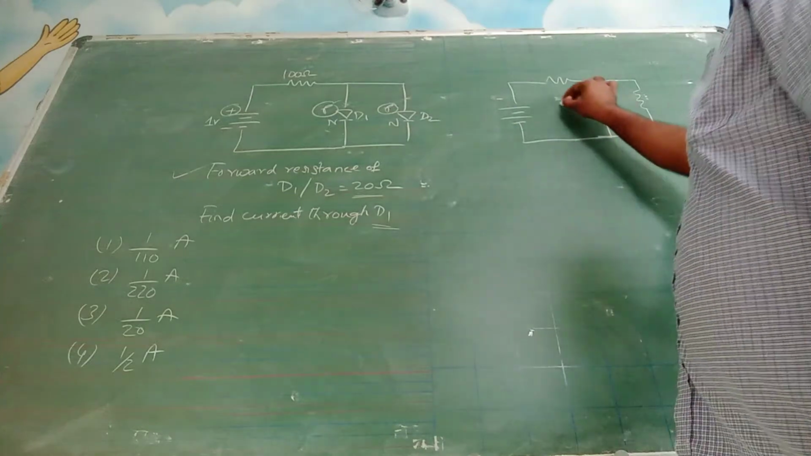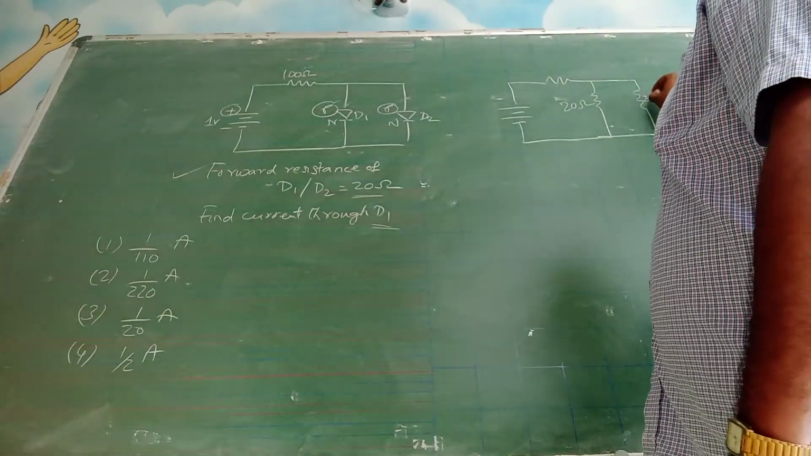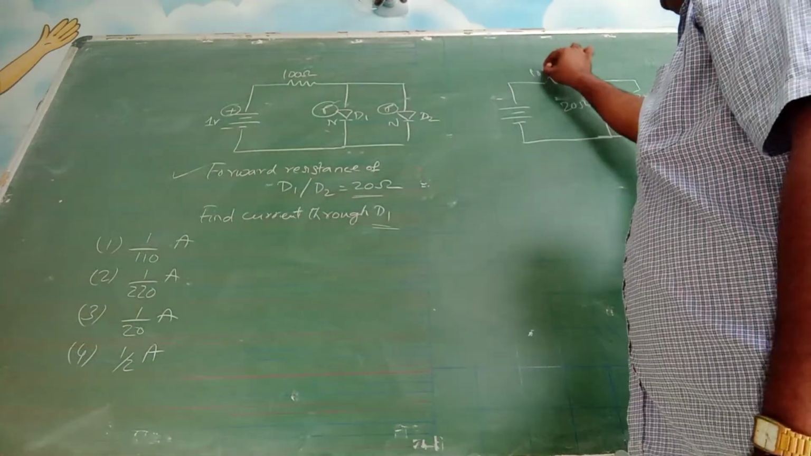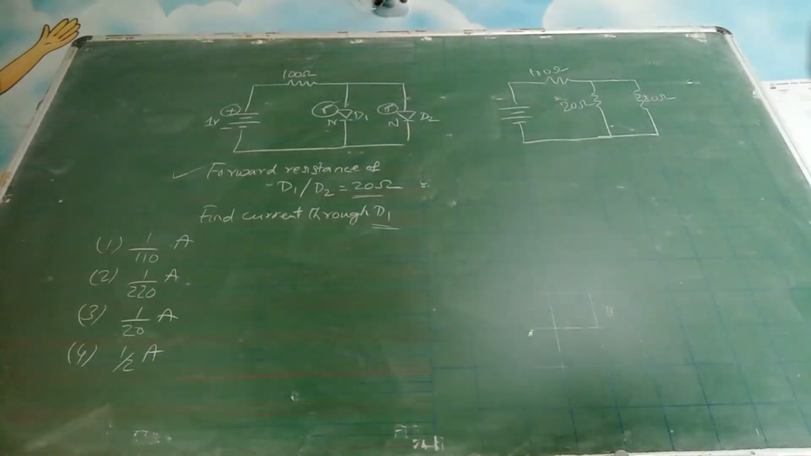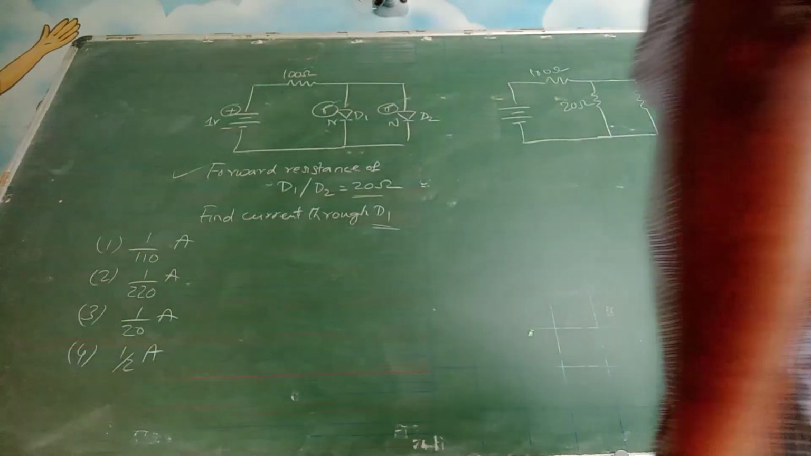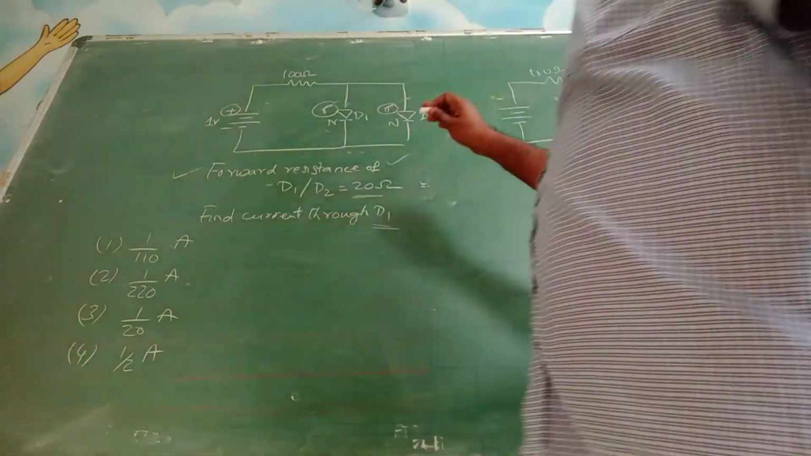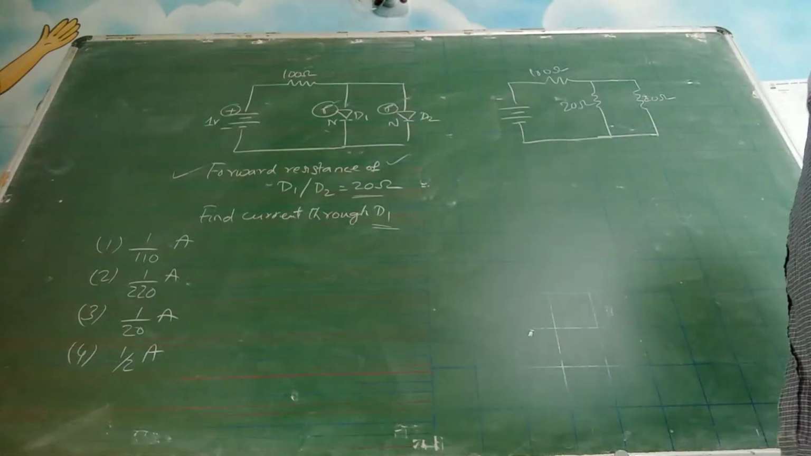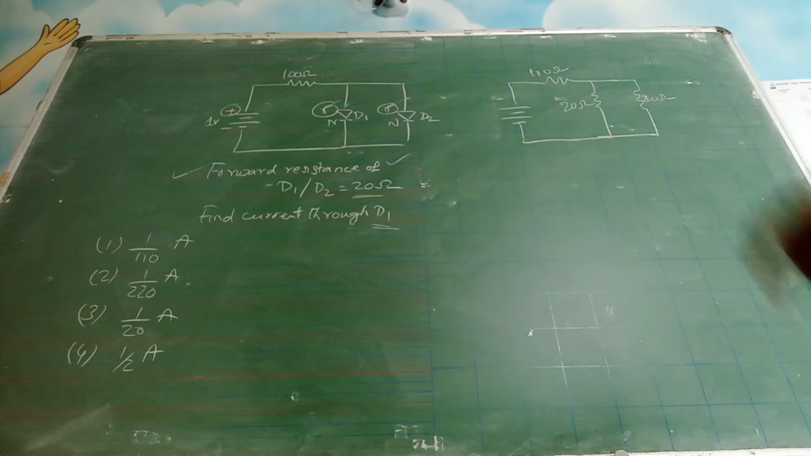It is like this now. 20 ohms, 20 ohms. Here there is 100 ohms. Okay. So from here it is very simple. The only thing you have to understand is that forward resistance is given as 20 ohms. Had this been connected in reverse bias mode, you cannot do it like this.